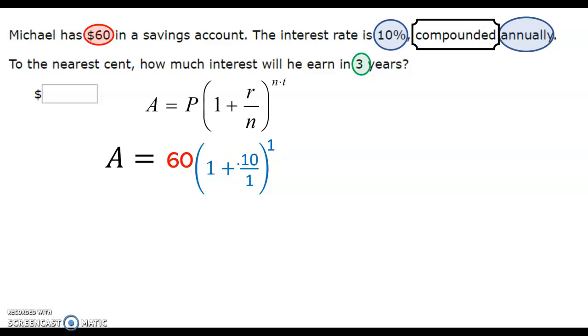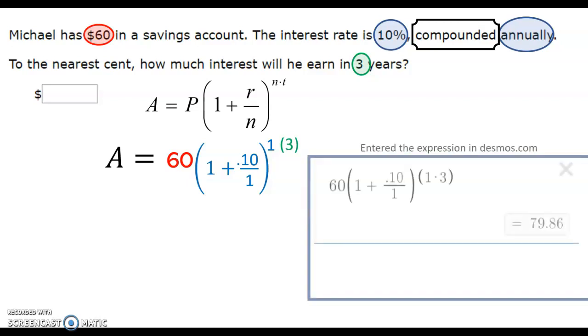Finally, the time that has elapsed will be 3 years. You plug in 3 there, and now you can enter all this information into decimals. I've already done that for you, but you need to be very careful. When entering the exponent, you need parentheses around the exponent in order for the calculation to come out correctly. So the total amount after 3 years is $79.86.